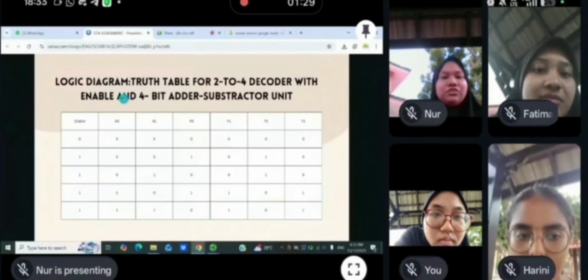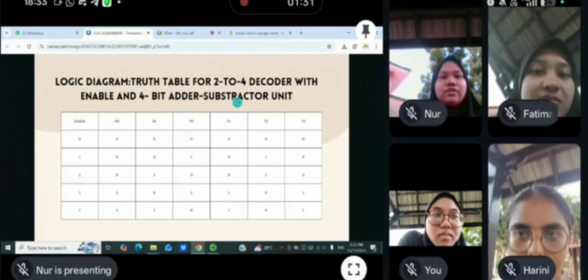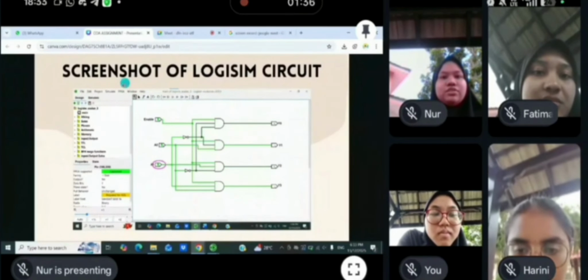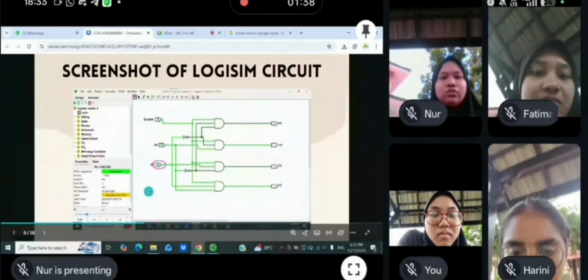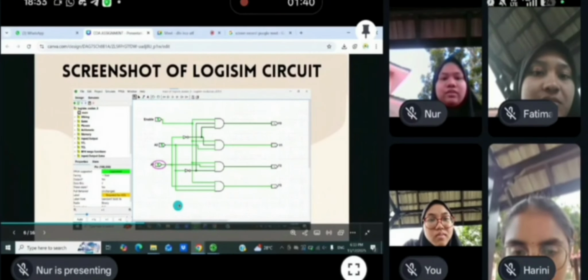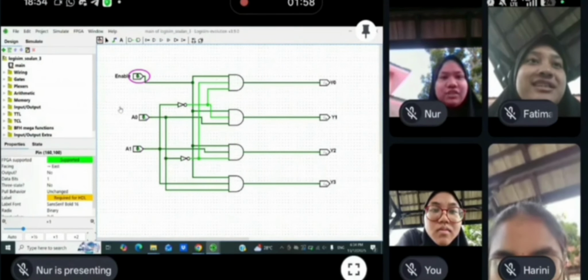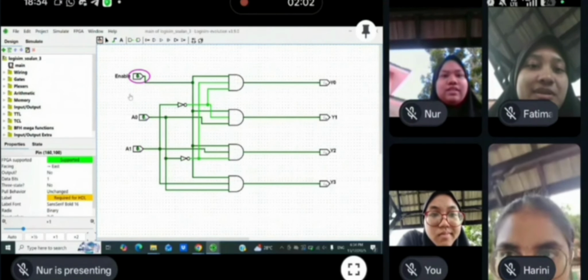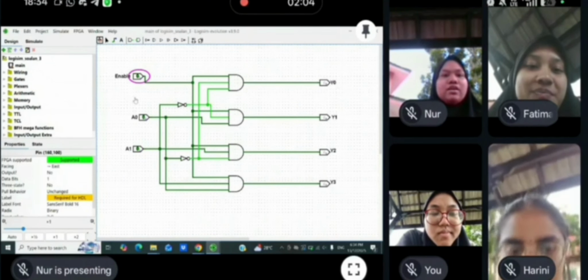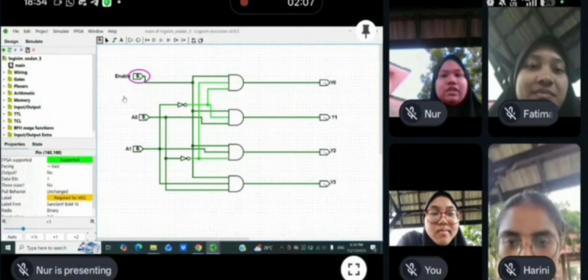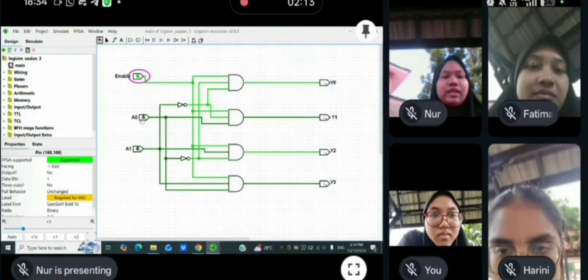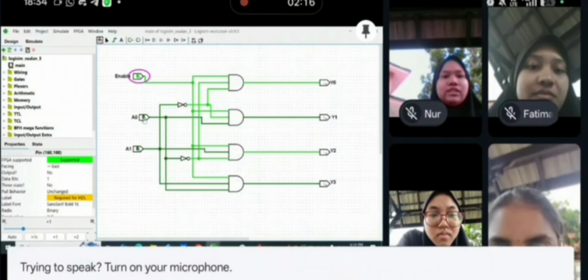This is the truth table for the 2 to 4 decoder with enable. And this one is a screenshot of the Logisim circuit for the 2 to 4 decoder. Next, I will do the live simulation for the 2 to 4 decoder with enable. When enable is 0, the output will be 0. When enable is 1, you can enter the input for A0 and A1.